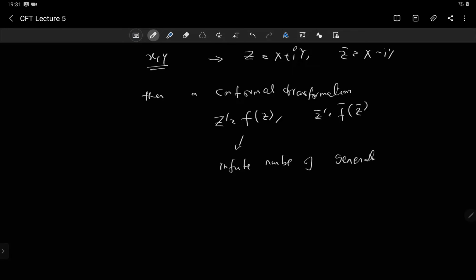In the above, for d greater than 2, the number of generators was (d+2) choose 2, because that's the number of generators in SO(d+2). So here you have an infinite number of generators, because f(z) is an arbitrary function, so f can take arbitrary form, and each of them is a conformal transformation.